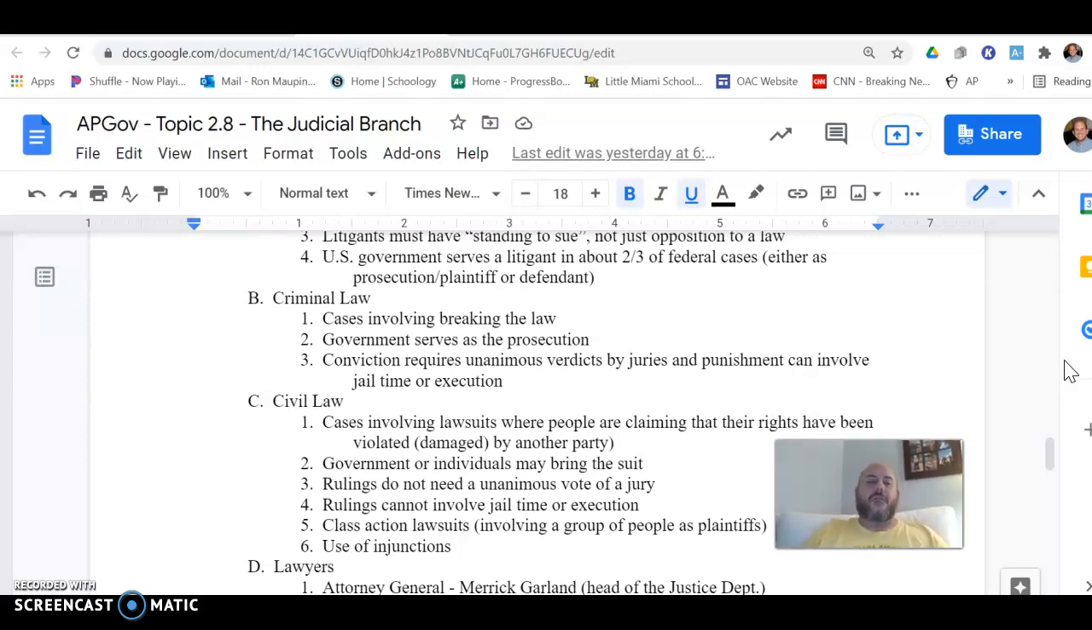Okay? Now, since this is civil, it's not based on possible violations of the legal code. That means that not only can government file lawsuits, so can any individual or any group. If my dog tears up somebody's yard, the owner of that property could sue me because my dog has damaged their property, and I would assume have to pay damages to make up for that. So individuals can file lawsuits.